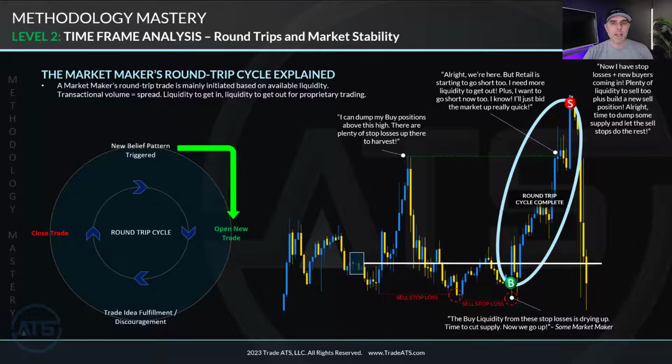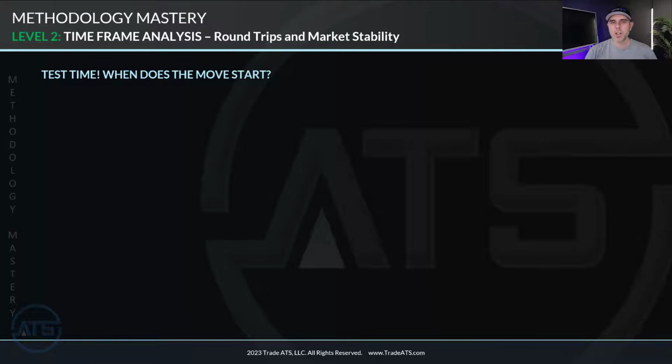But you can see now how the market maker has completed their full round trip process, from the accumulation of buy orders to the distribution of those in the form of sell orders, and also accumulating more for their next opportunity. All right, now it's time to test your knowledge on this concept.